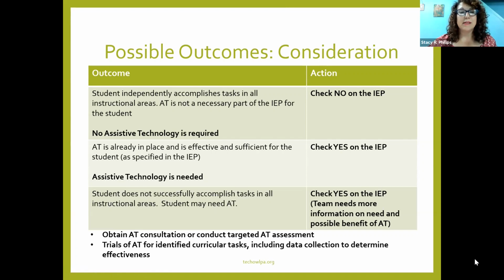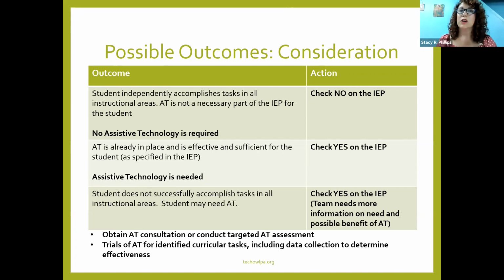And the last one says, hold on, my toolbar was blocking my view, my apologies. Student does not successfully accomplish tasks in all instructional areas, student may need AT. So then the teacher would check yes on the IEP, and then the team would need more information on the need and the benefit of AT.